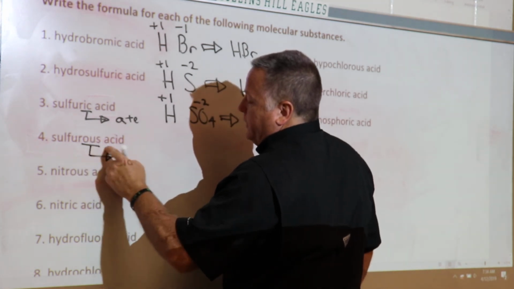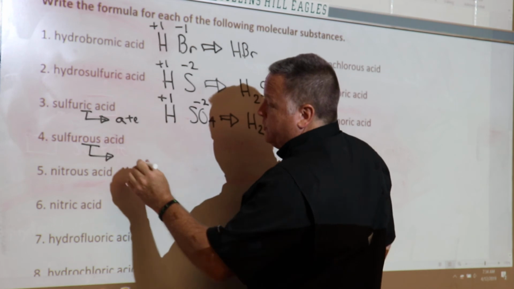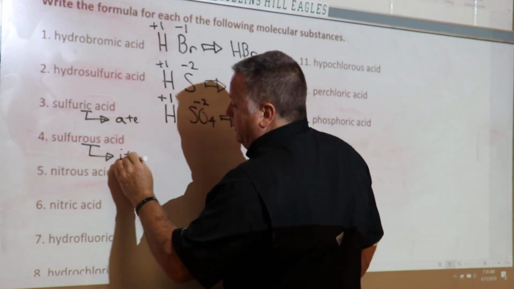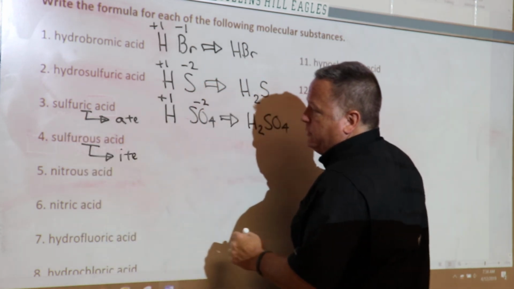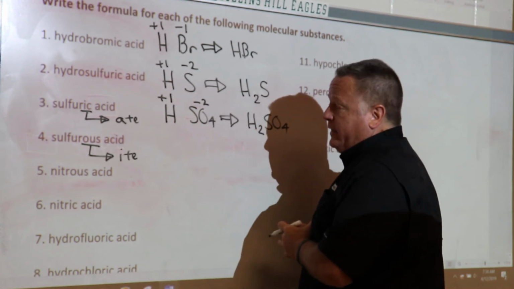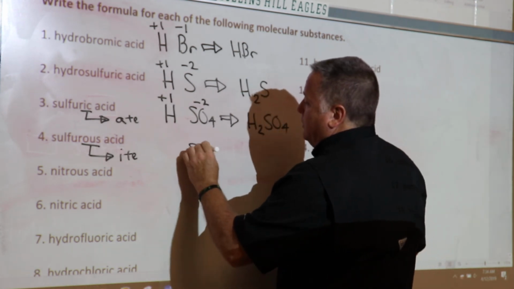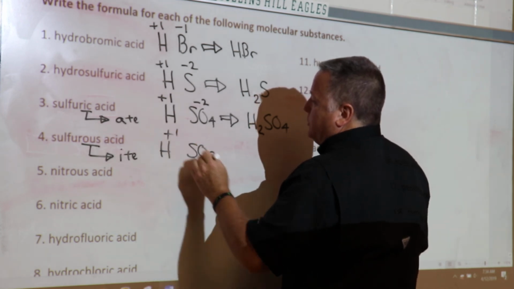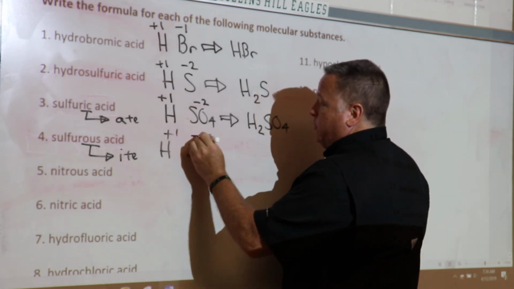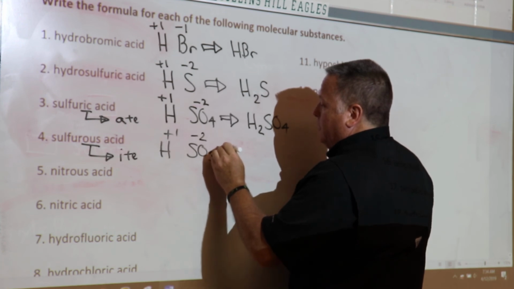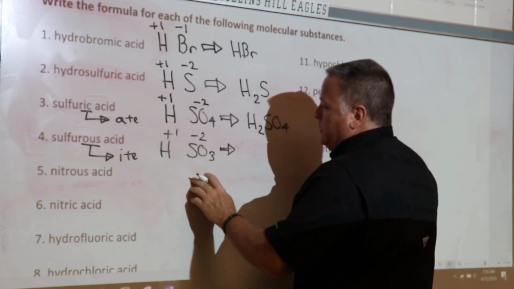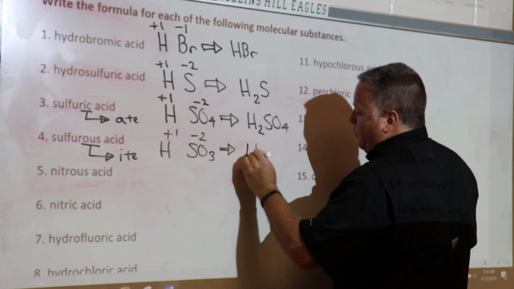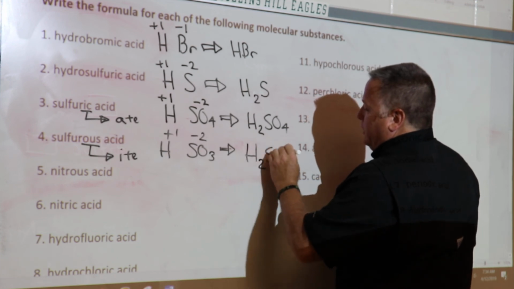All right, next, this one ends in OUS. Okay. So if it ends in OUS, it used to end in ITE. So same deal, this is going to be sulfite, which is SO3, and hydrogen. Hydrogen is still a +1. Sulfite is a -2. So when I do the crisscross, it will become H2SO3.